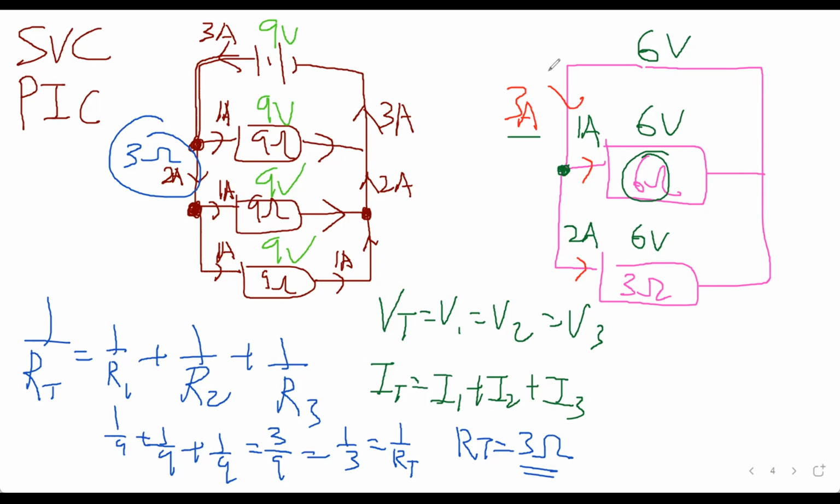Same thing for this one as well. If you see this next one here, this will be 1/6 plus 1/3, which is going to give me 3/6. But this is not the final answer once again, because this is only equal to 1/RT. RT will need you to flip it the other way around and say that this is essentially just going to be 2 ohms at the end of the day.